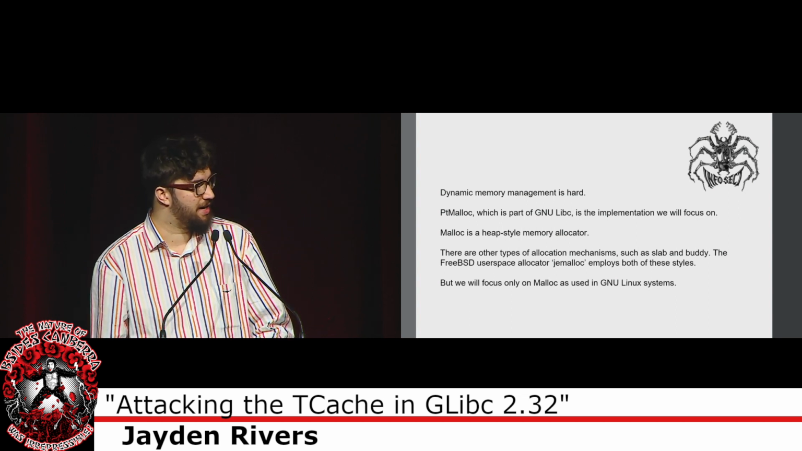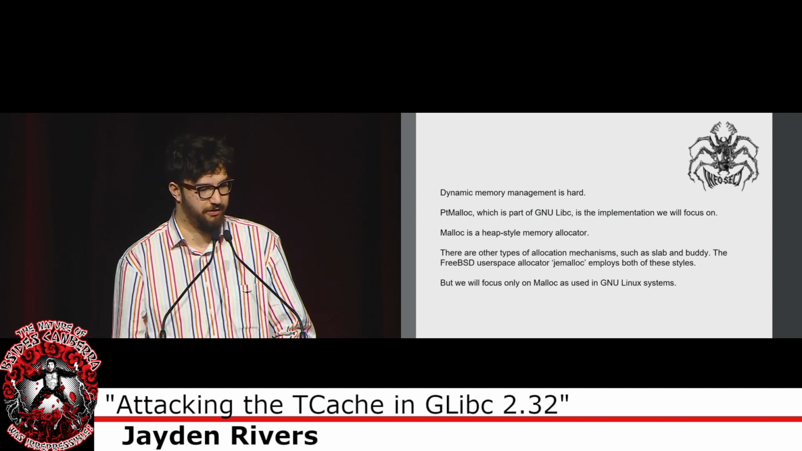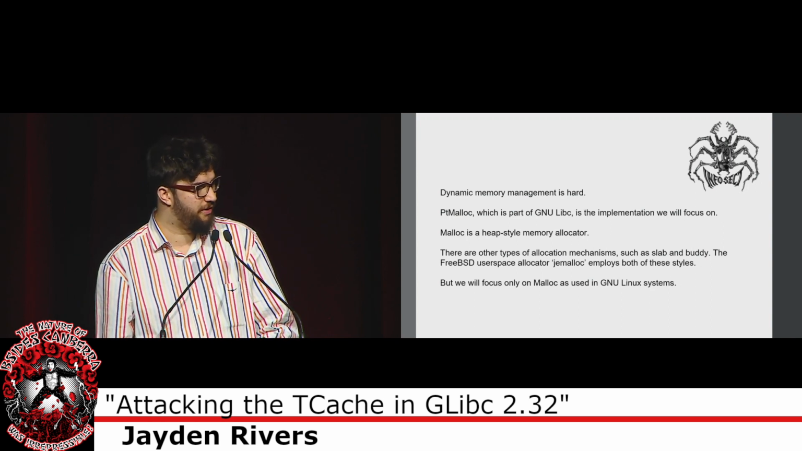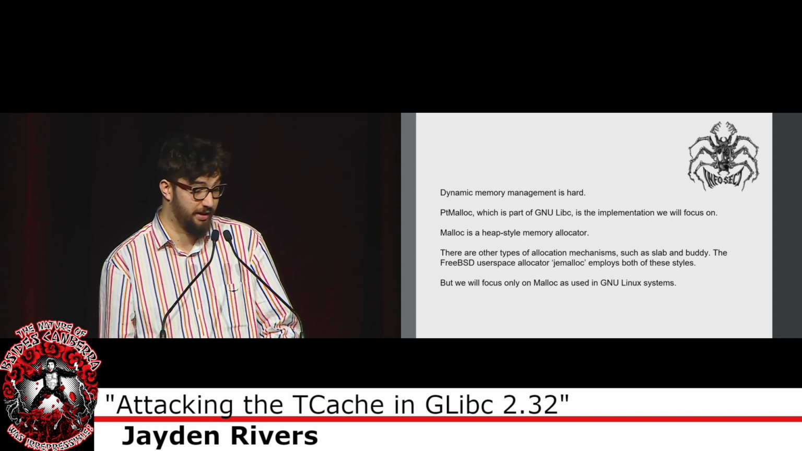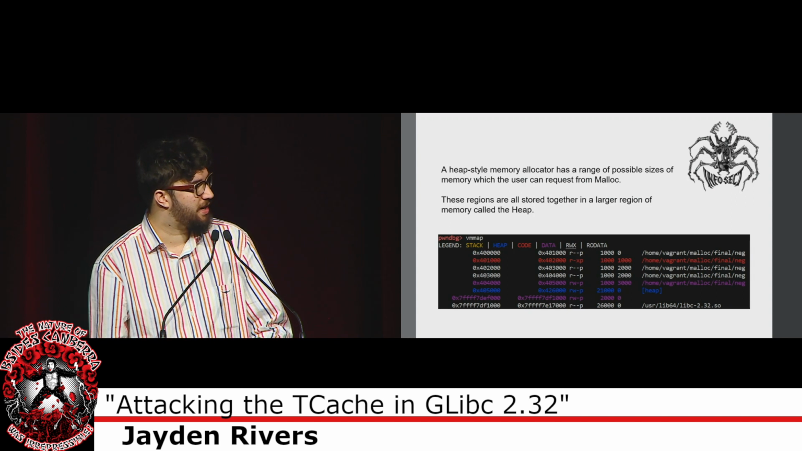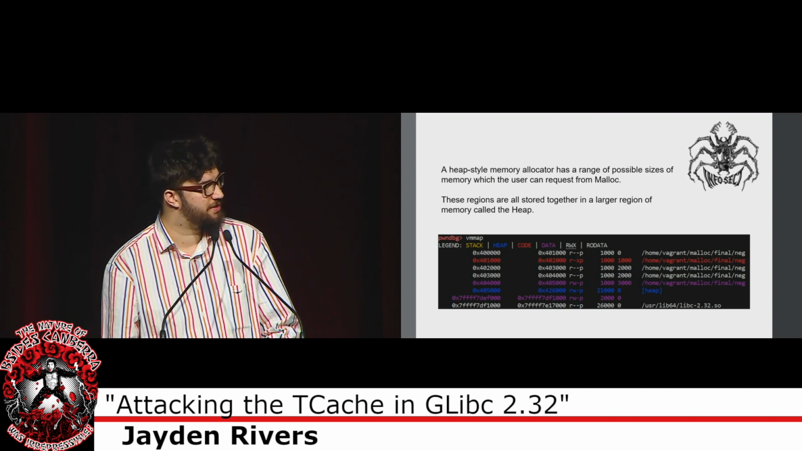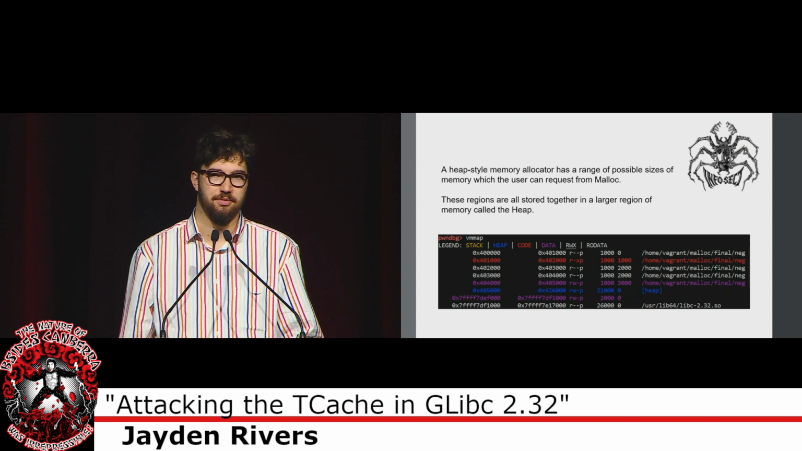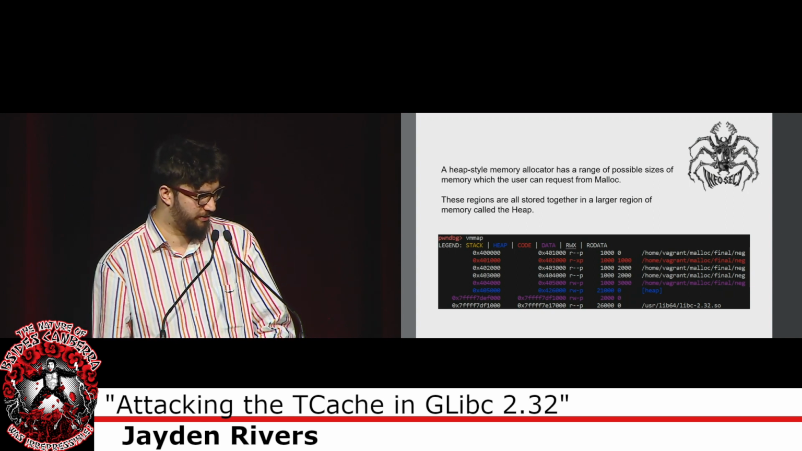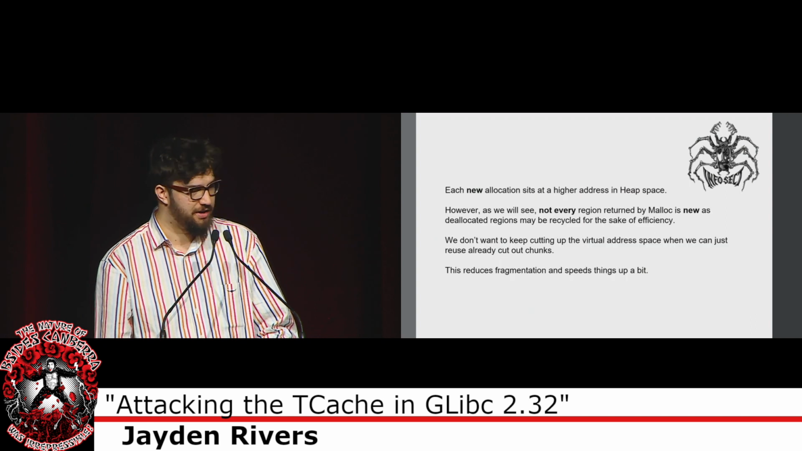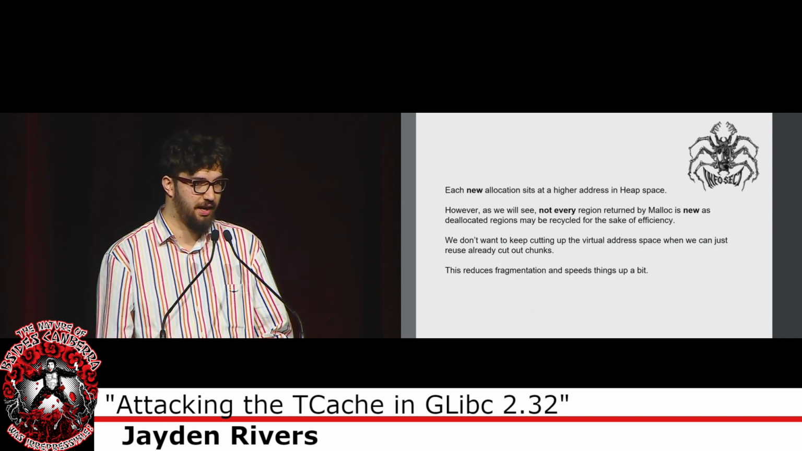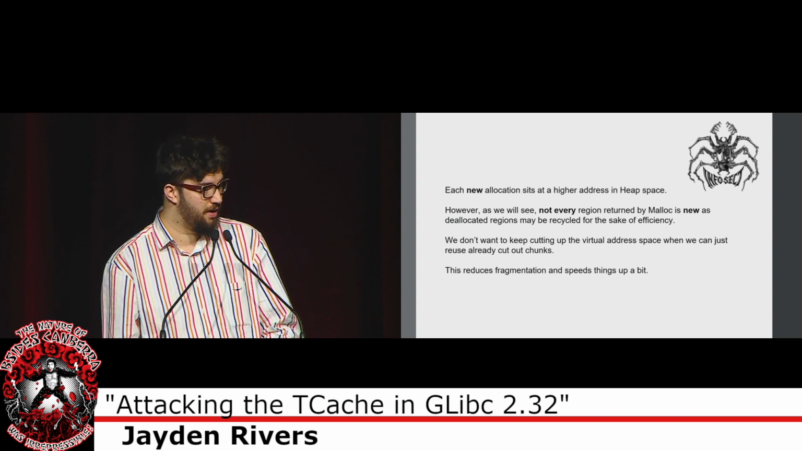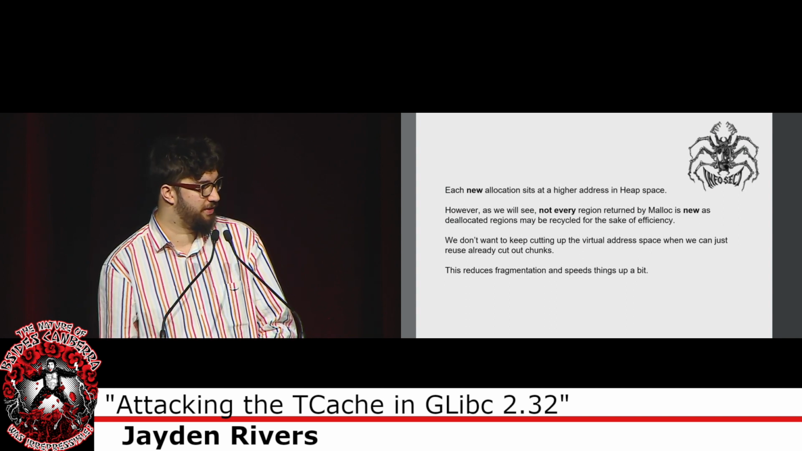And there are other types of allocation mechanisms such as slab and buddy. Interestingly, the FreeBSD user space allocator, I think, employs both of these styles. But we're only going to focus on Malloc as it appears and is used in GNU Linux systems. So a heap-style memory allocator has a range of possible sizes of memory which the user can request from Malloc. And these regions will all be stored together in a larger region of memory called the heap. And you can see here the virtual address mapping of the heap. Each new allocation will sit at a higher address in the heap. However, as we will see, not every region returned by Malloc is necessarily new, as deallocated regions might be recycled, basically for the sake of efficiency.